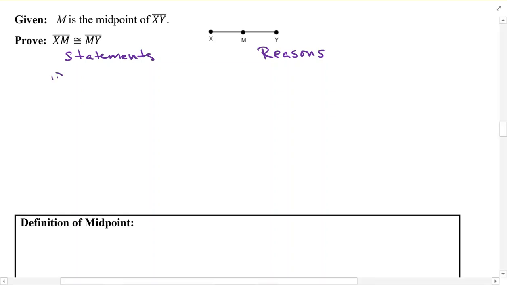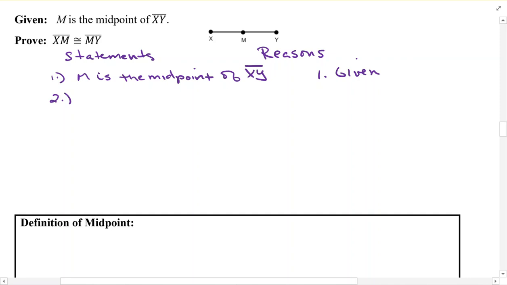We always start with our given. M is the midpoint of XY, and that is given.